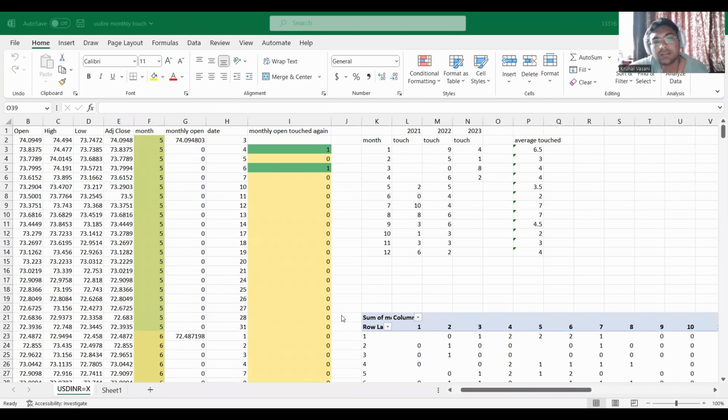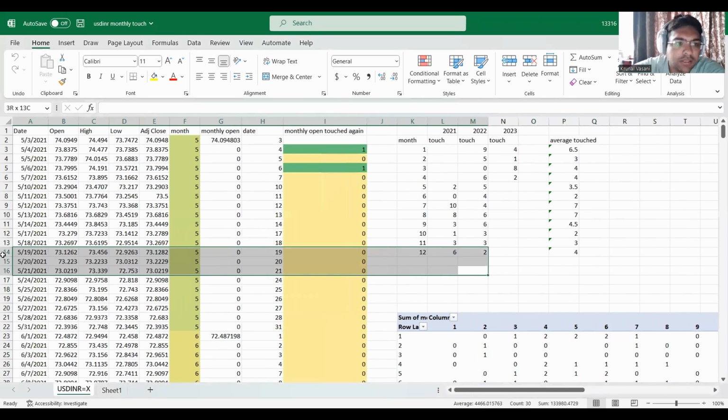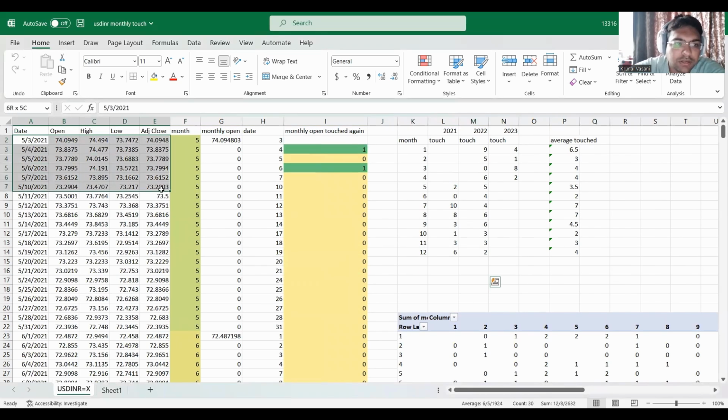So this is related to the Indian stock market, or let's say the currency market, for this analysis video. Here I have extracted data for USD INR from Yahoo Finance, from 2021 till 2023. Here you can see the dates are visible.